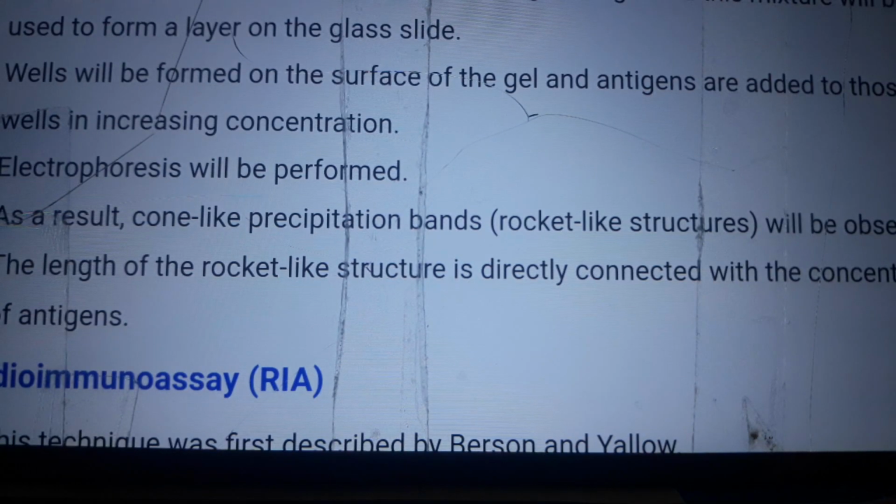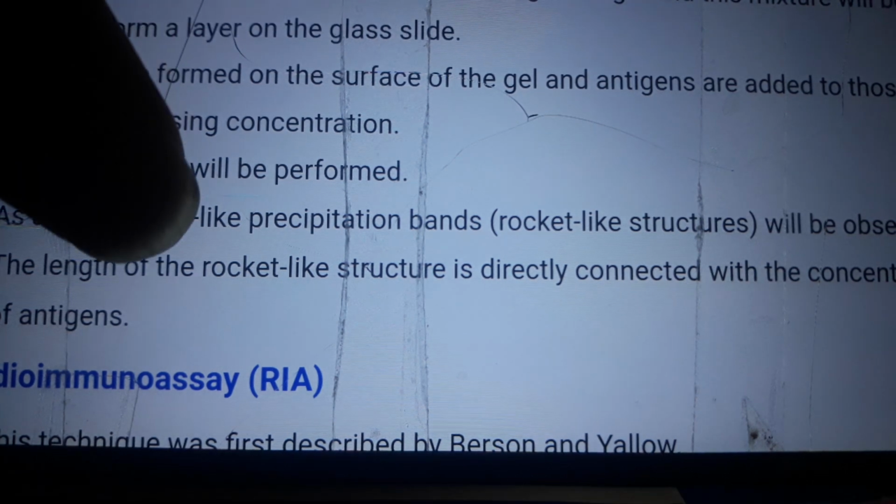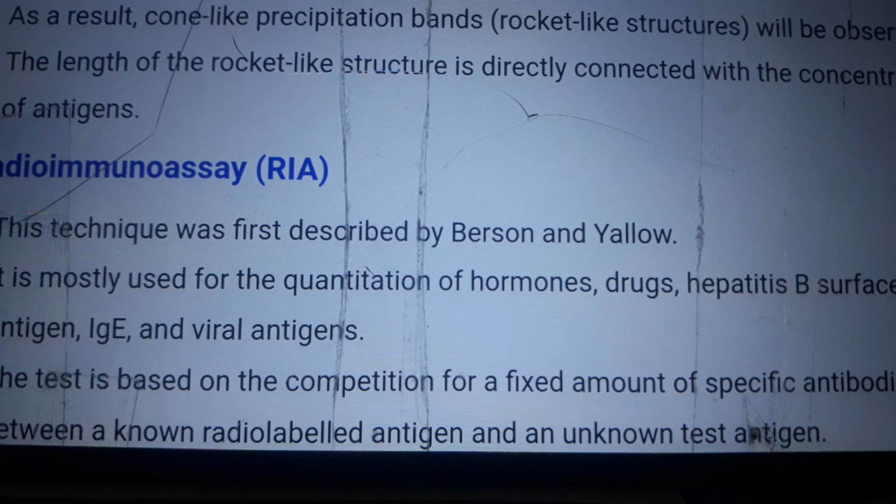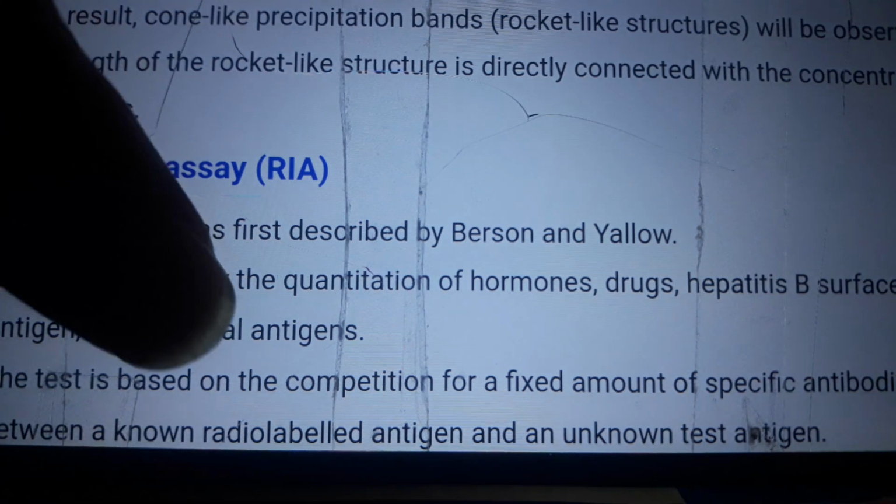Wells will be formed on the surface of the gel and antigens added to those wells in increasing concentration. Electrophoresis will be performed. As a result, cone-like precipitation bands, rocket-like structures, will be observed. The length of the rocket-like structures is directly connected with the concentration of antigens.